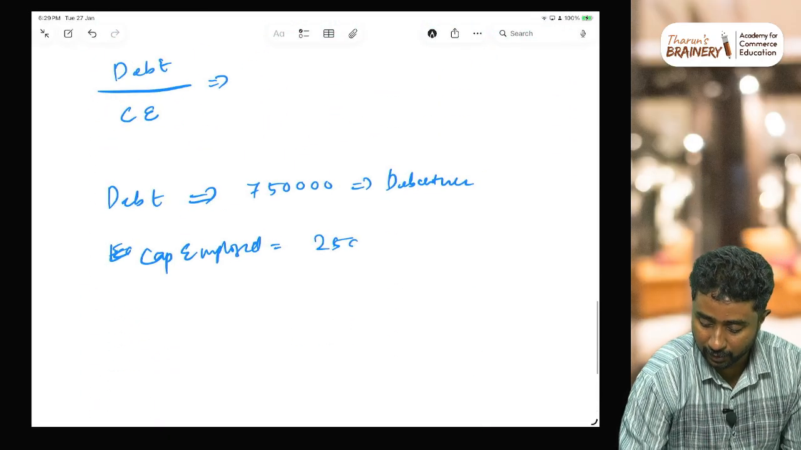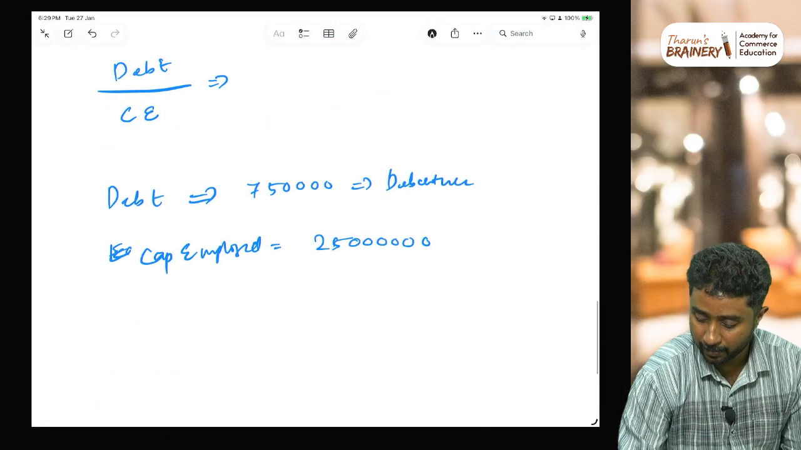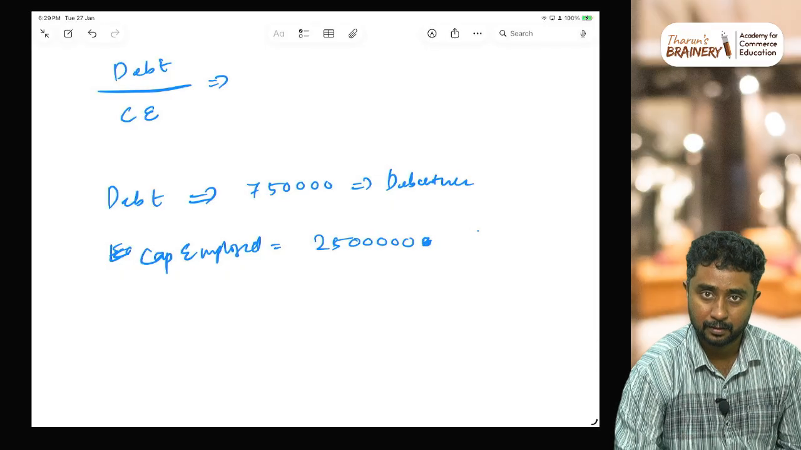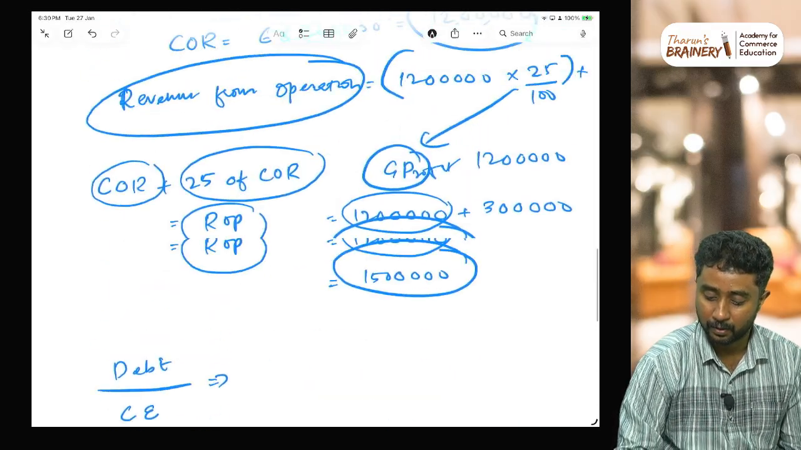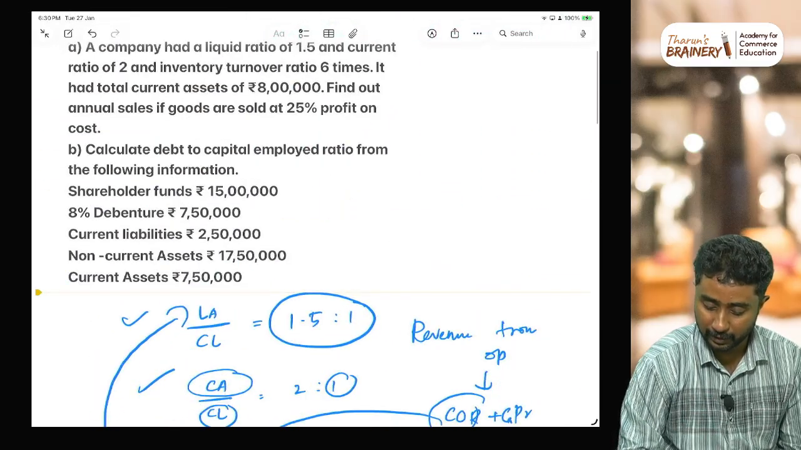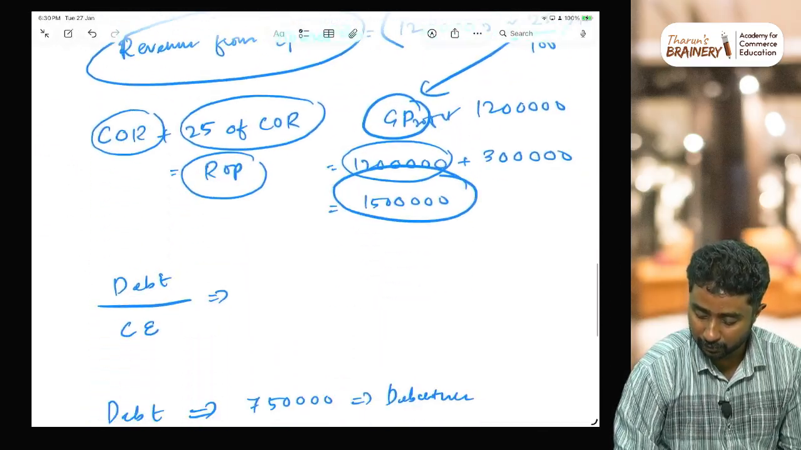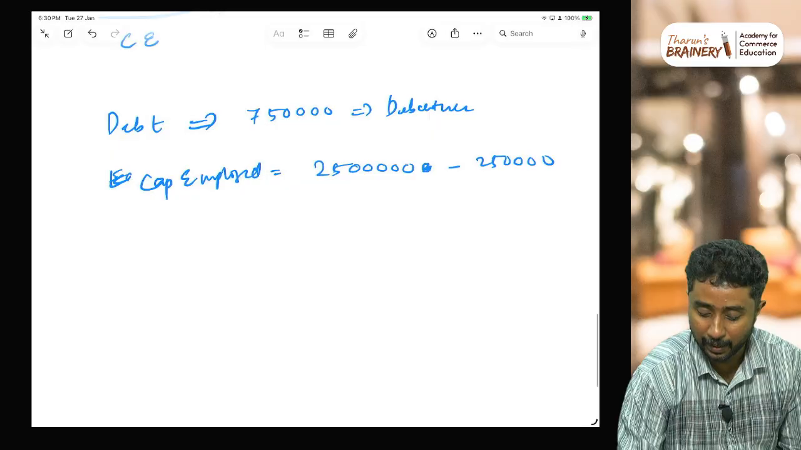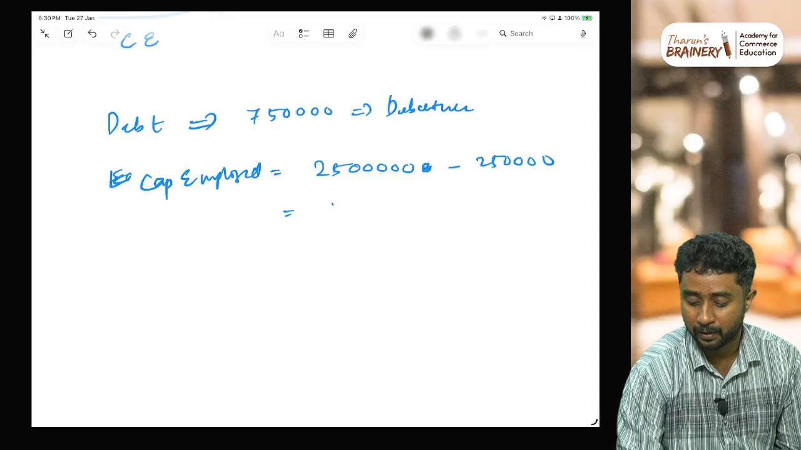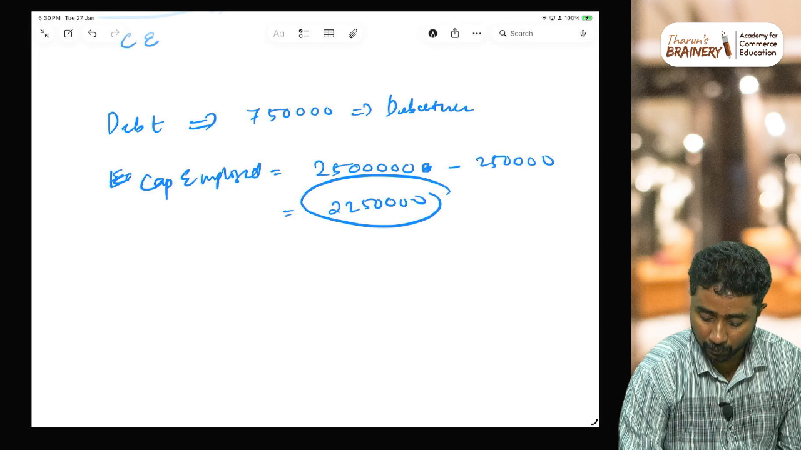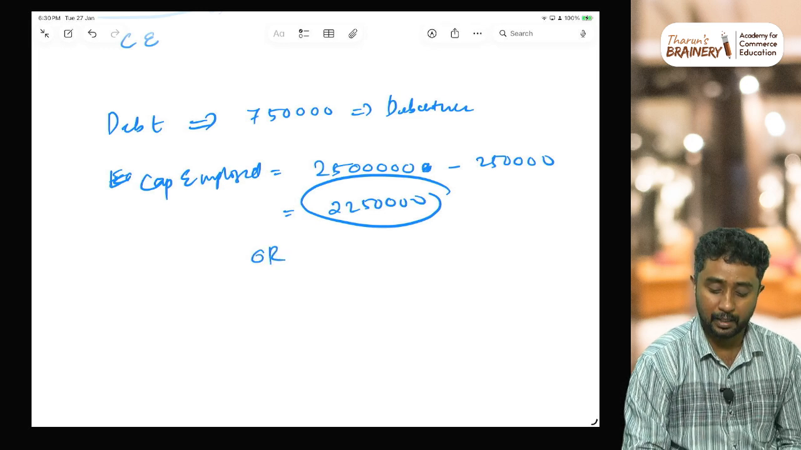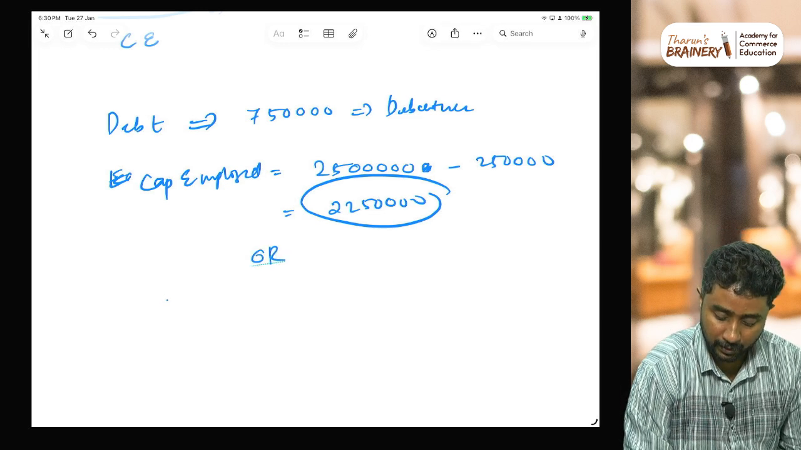25 lakh is the total of current asset plus non-current asset, and 2,50,000 is the value of current liabilities. When you remove it, whatever remains is called capital employed. So here we get 22 lakhs 50,000. One more formula is there for debt, what is that?